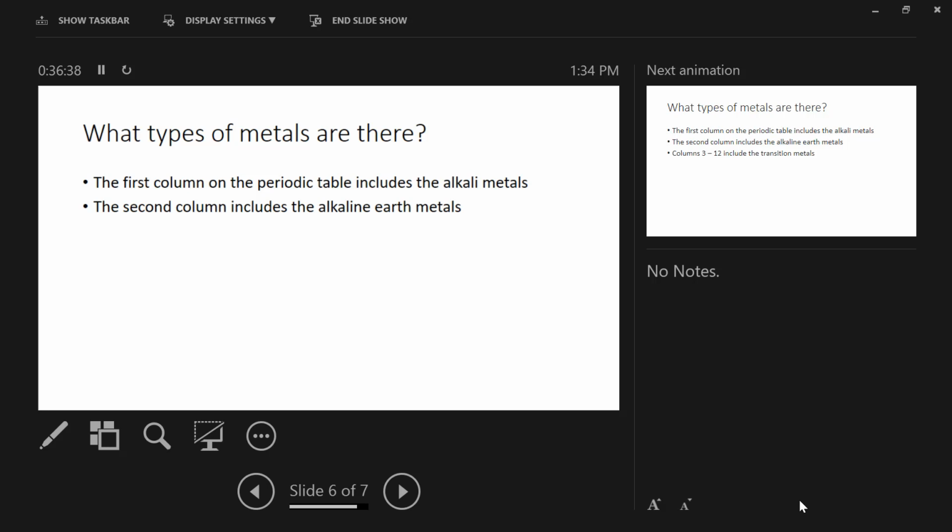And so when these form cations, how many electrons do they lose? 2, like calcium and magnesium.